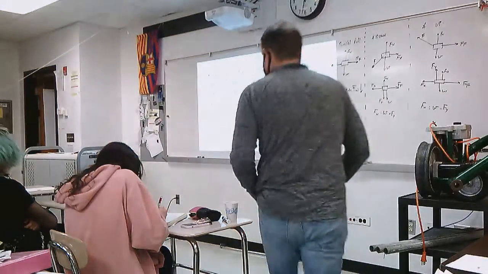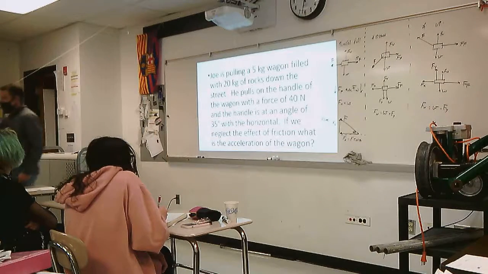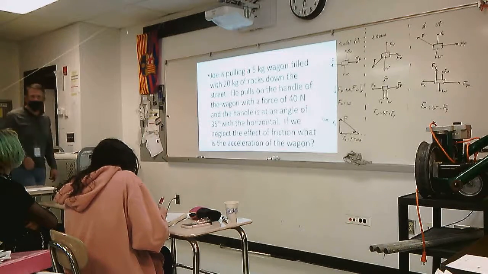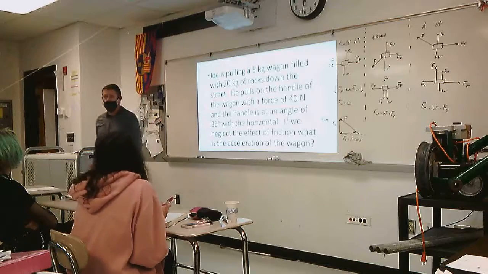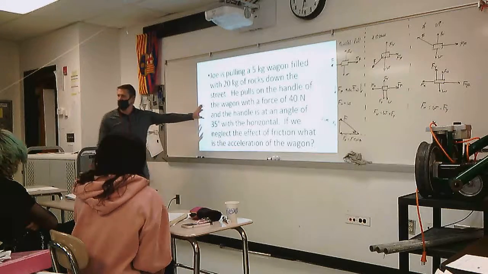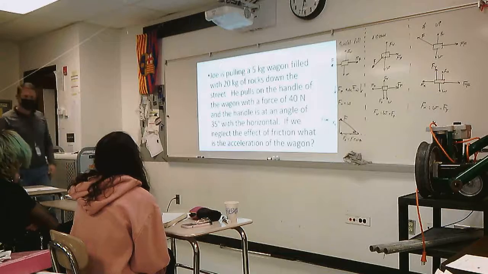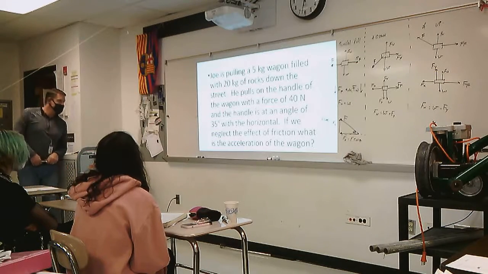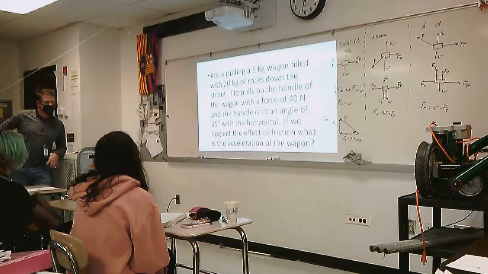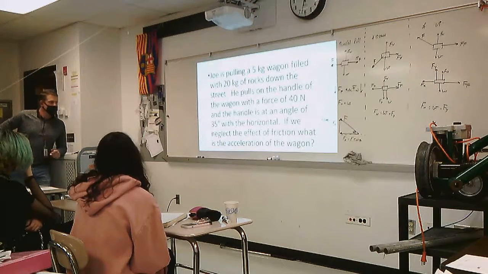So if we have a new set of tools to use in a particular situation, then we can handle this problem here. Now this is posted online, so that we don't have to waste time in here copying this, so later you can go back and copy it if you want. Can you read this for me? Joe is pulling a 5-kilogram wagon filled with 20 kilograms of rocks down the street. He pulls on the handle of the wagon with a force of 40 newtons, and the handle is at an angle of 35 degrees. If we neglect the effect of friction, what is the acceleration of the wagon?